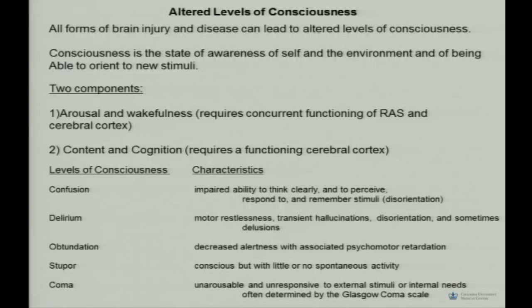So the different levels of consciousness go from fully conscious, right, going downward. First we get confusion, right? Impaired ability to think clearly, to perceive, to respond and remember stimulation. So you're basically disoriented. Then you have delirium, right? So you can see motor restlessness, hallucination, disorientation, maybe delusion. Okay? And delirium is usually an acute onset.